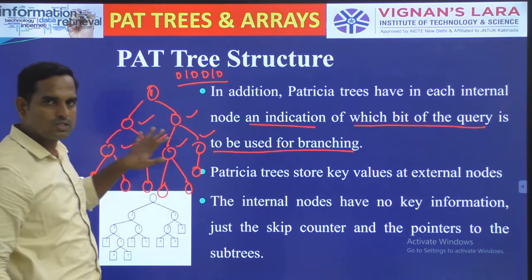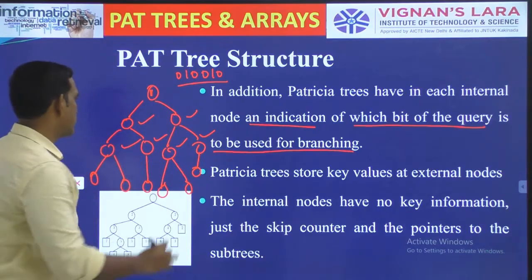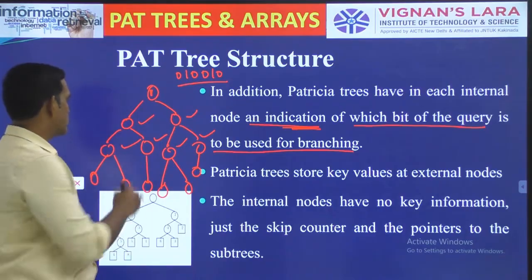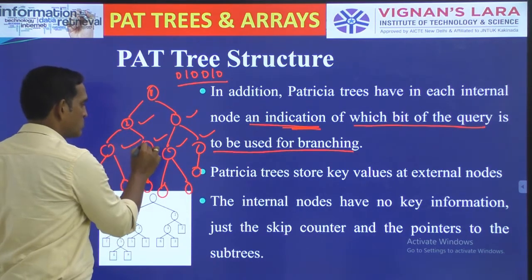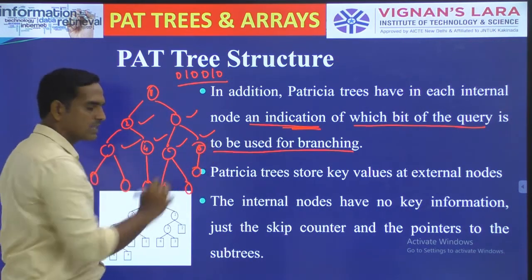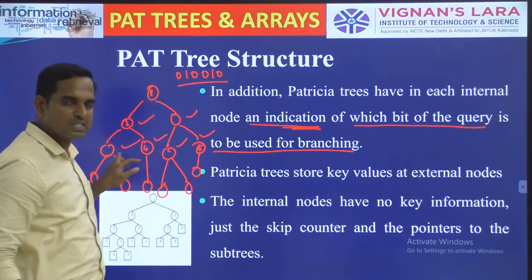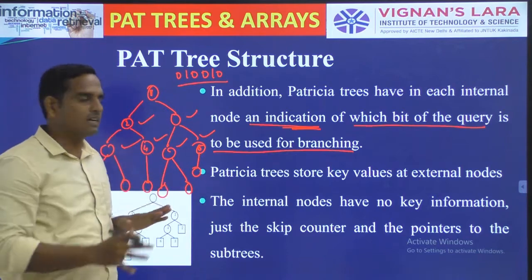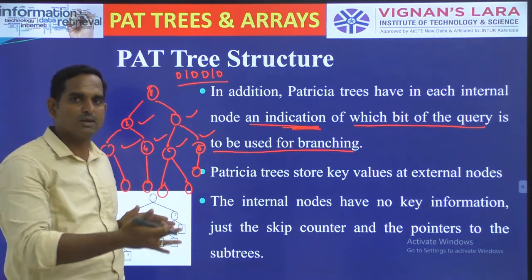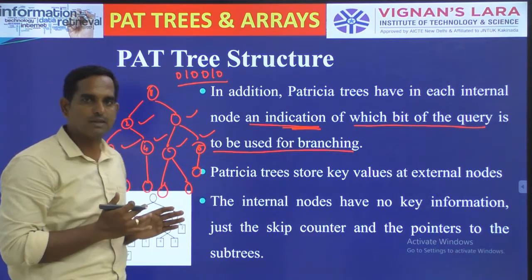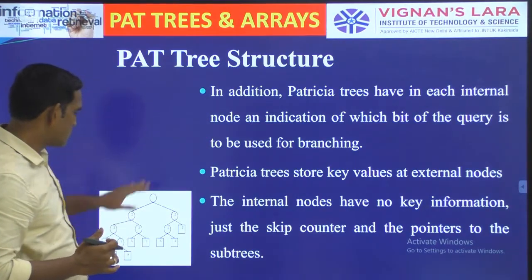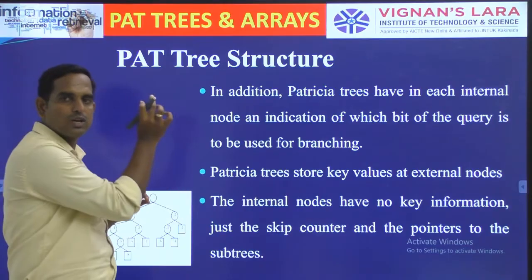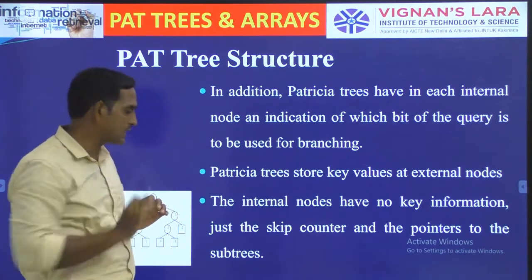Inside the internal nodes, apart from the branching information, you will be having an indication of which bit of the query you have to search. Whether you have to search the second bit, the fourth bit, or the fifth bit. So you are going to specify the bit which you want to search. Okay, you will not be searching each and every time. Sometimes you can skip the fourth bit, sometimes you can skip the fifth bit, like that. So you will be specifying the bit which you have to search, and you are going to place it in the internal node.